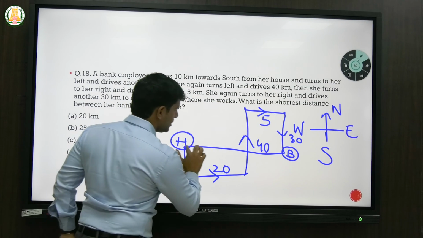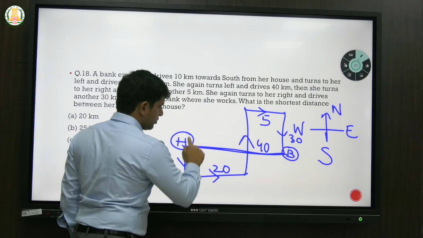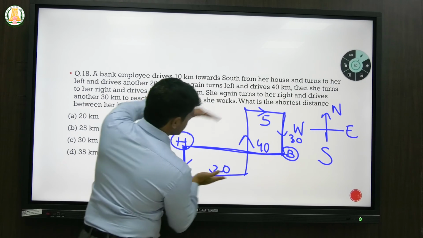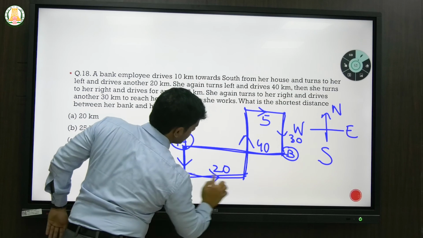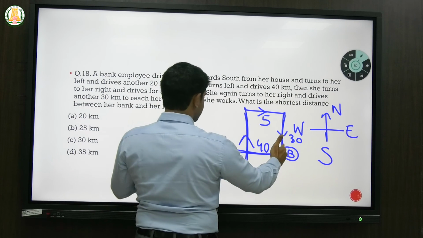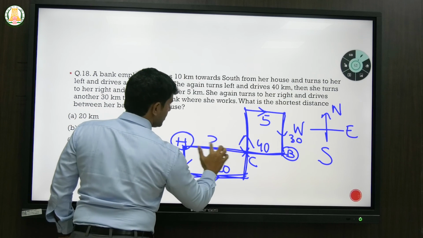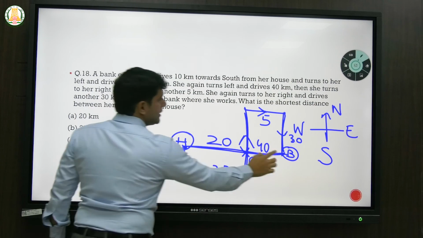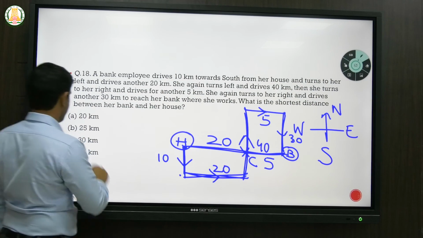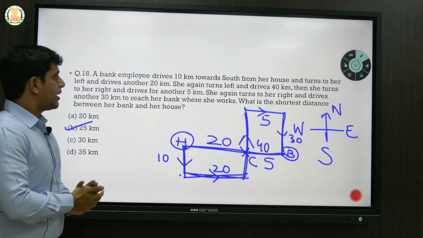So actually she is practically only in a horizontal line. Though she has gone like this, you can add up: this is 30, this is 10, so this is equal to this 40. Everything is in a straight line actually. So all you need to do is add the distance AB. Let's say this point is C. Since this is 20, the distance between H and C will be 20. C and B will be 5, because everything is in a straight line. So the shortest distance will be 20 plus 5, 25. Any doubt?